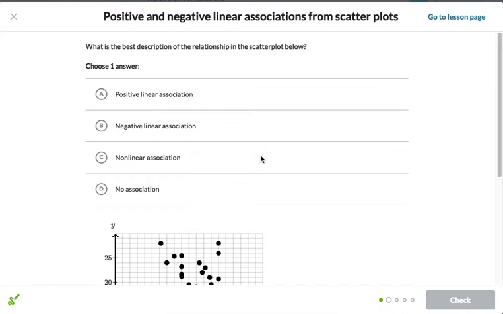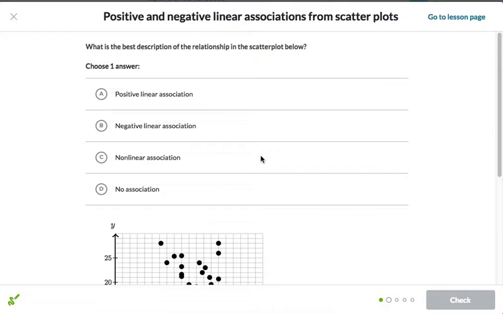We're going to look at the positive and negative linear associations from scatter plots. We have already explored the idea of linear and nonlinear functions, so we're already aware that a linear function, of course, gives a straight line. A nonlinear function gives a curve.